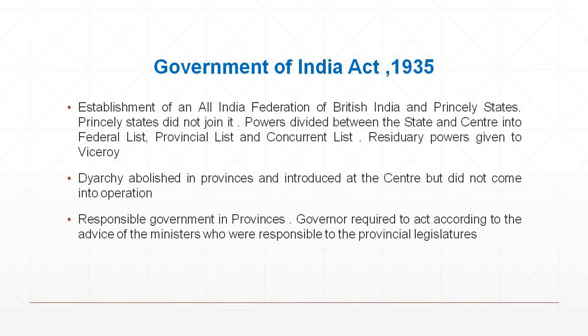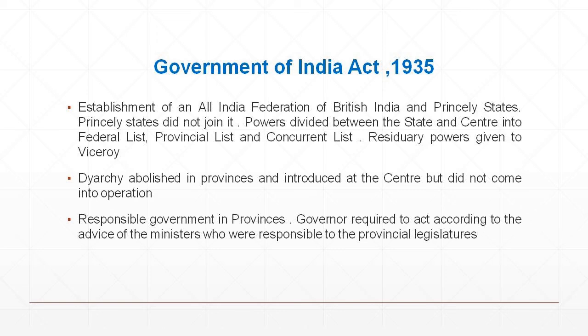Government of India Act of 1935. This act marked a second milestone towards a completely responsible government in India. It was a lengthy and detailed document having 321 sections and 10 schedules. The features of this act are: it provided for the establishment of an All India Federation consisting of provinces and princely states as units. The act divided the powers between the centre and units in terms of three lists: the federal list for the centre, the provincial list for the provinces, and the concurrent list. Residuary powers were given to the viceroy.